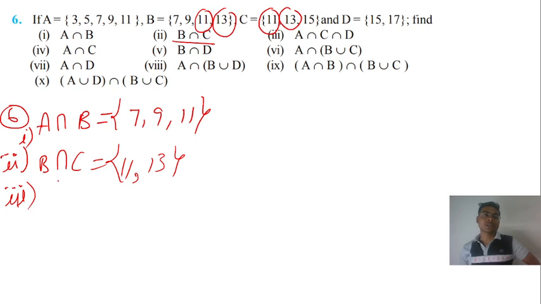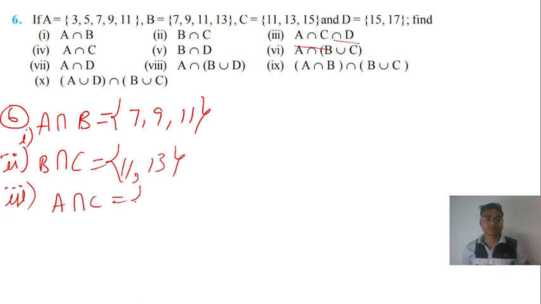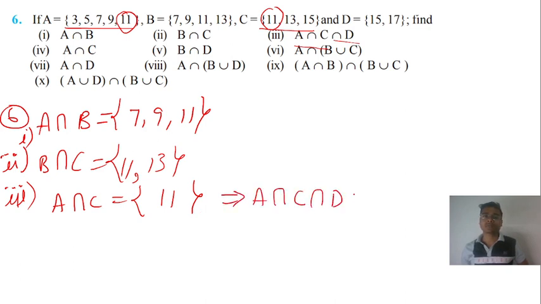Now you will find the third part of our question. And what is the third part? Third part is saying A intersection C intersection D. So first we find A intersection C. What is common between A and C? Between A and C, 11 is common. Okay, so you write {11}, and then further A intersection C intersection D, that 11 is not present in D, so you do not find anything, so you just open and close the bracket.